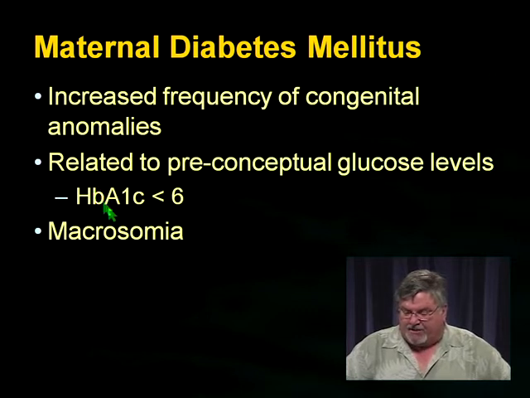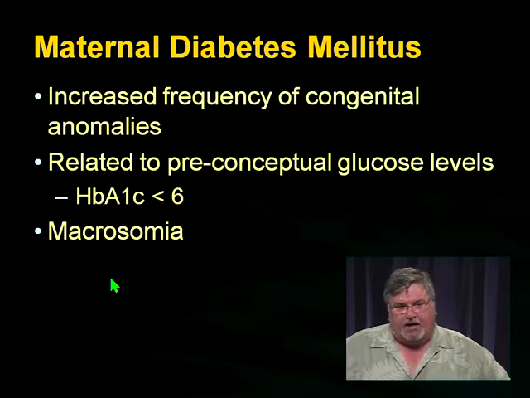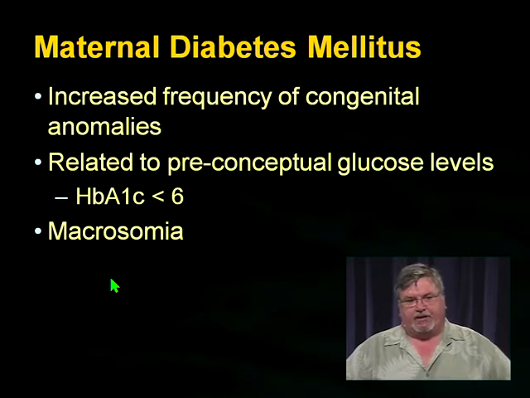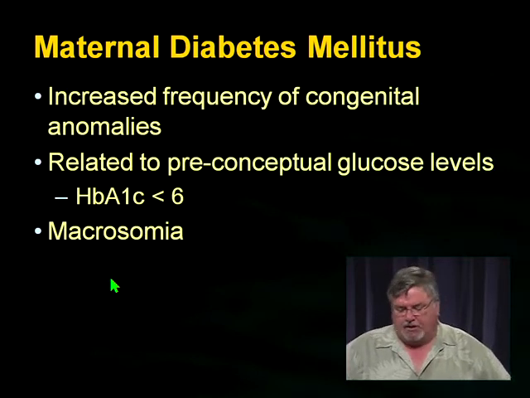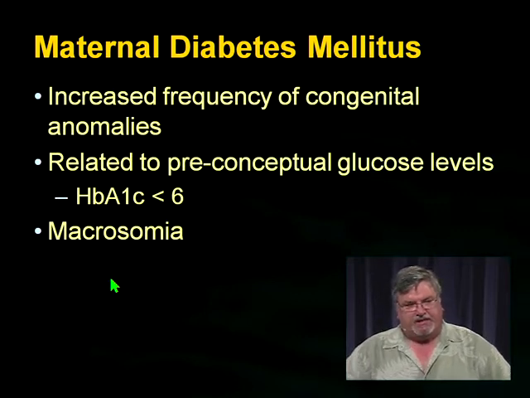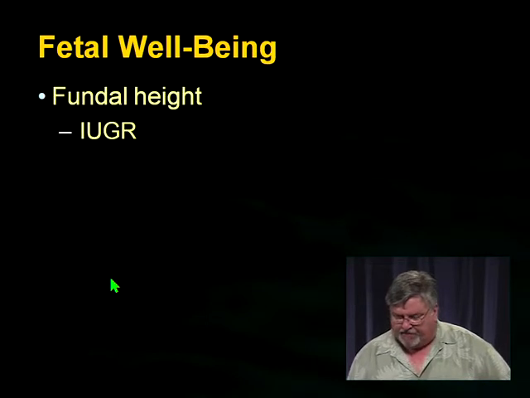Maternal diabetes mellitus can lead to an increased frequency of congenital anomalies. Those congenital anomalies, however, are not related to the control during the pregnancy. They're actually related to your preconceptual glucose control. So we're looking for hemoglobin A1Cs of less than 6 at the time of conception, which we know happens 2 weeks after you're pregnant. And then the whole issue of fetal macrosomia and neonatal complications thereof.